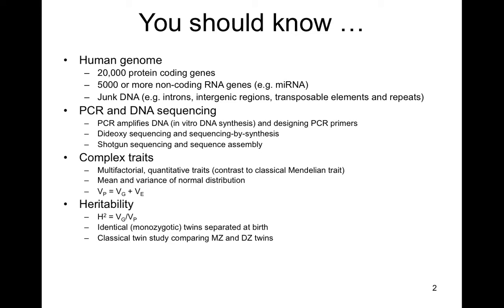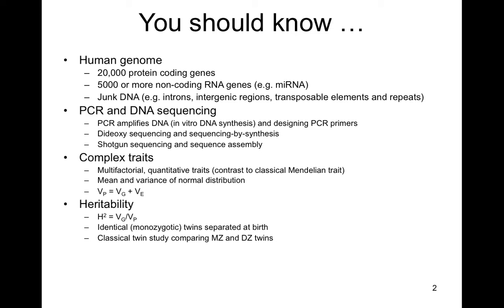Starting with the second half of Lecture 18, the human genome consists of approximately 20,000 protein-coding genes and 5,000 or more non-coding RNA genes for tRNAs, ribosomal RNAs, small nuclear RNAs, and microRNAs. Only a small fraction of the human genome are exons that encode for protein. Most of the genome is quote-unquote junk DNA whose function is unclear. This junk DNA includes introns, intergenic regions, and non-functional transposable elements.